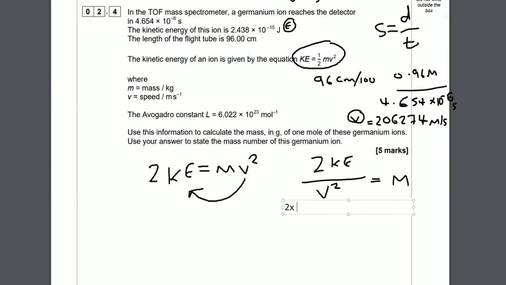So we're now going to work out the mass. Remember, at this stage, we're working out the mass of the ion, and that's the same in all of these time of flight equations. You first of all work out the mass of the ion. So we're going to do 2 times 2.438 times 10 to the minus 15. That's the kinetic energy. We're going to divide that by the velocity squared, which is 206,274, and then we want to square that.